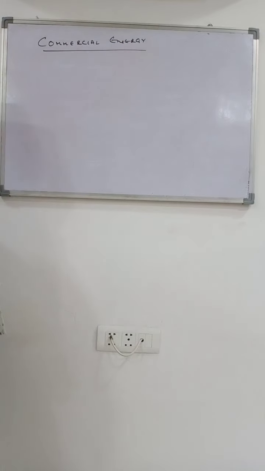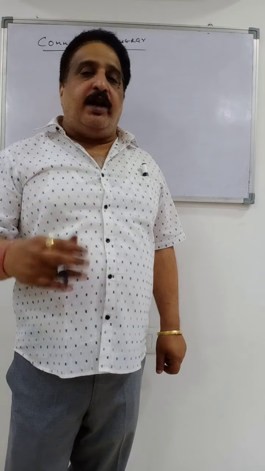आपको कहा जाता होगा इतने यूनिट बिल आ गए, इतने यूनिट का बिल आया, 500 यूनिट, 600 यूनिट. What are those units? They are not joules. The units are in kilowatt hour. I'll tell you now what kilowatt hour is and what is the relation between kilowatt hour and joule. You have done it in 9th class also.